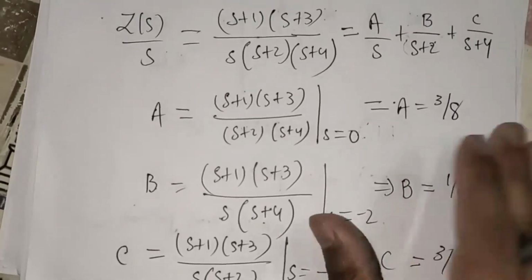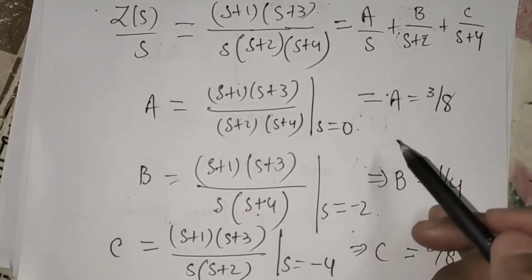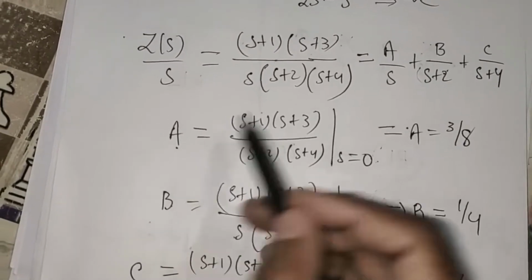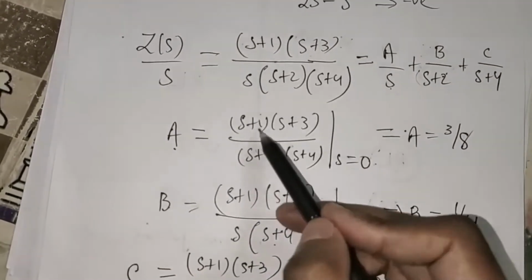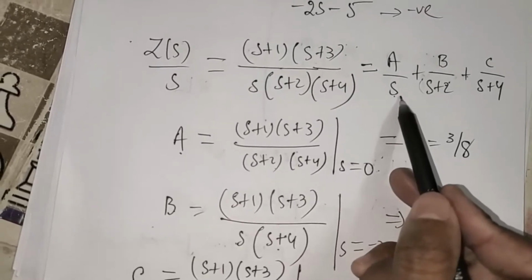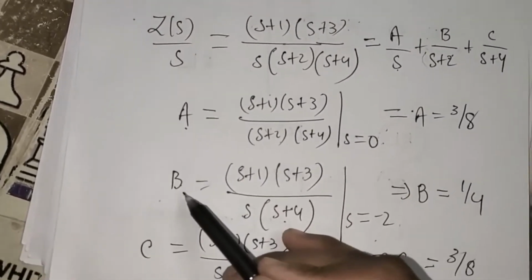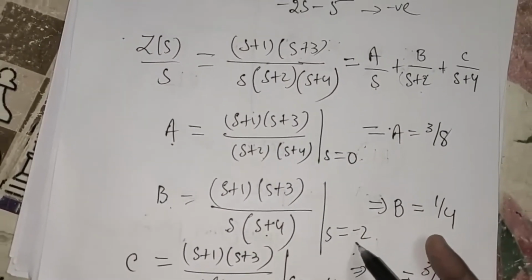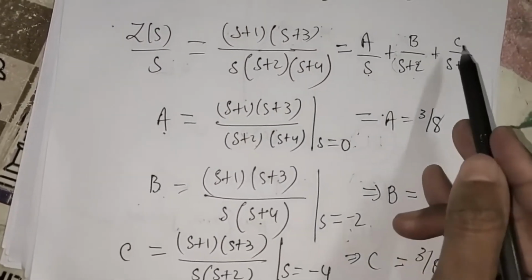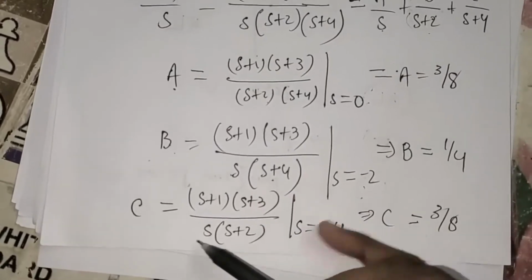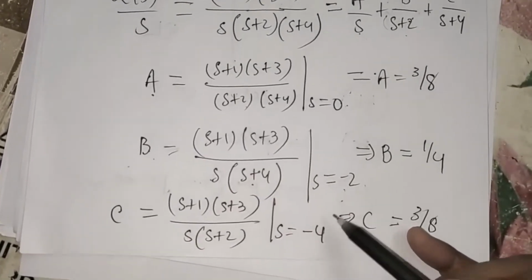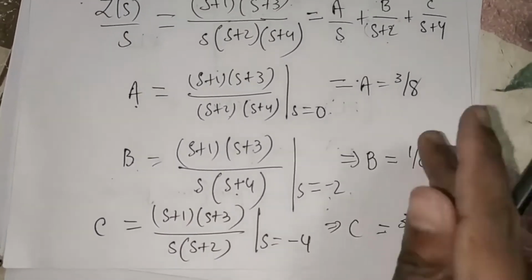So the shortcut way of finding all the constant terms. For finding constant A, except S, consider remaining terms and substitute S is equal to 0. For B, except S plus 2, consider the remaining terms and substitute S is equal to minus 2. And for C, except S plus 4, consider remaining terms and substitute S is equal to minus 4. So we have obtained A, B, C values.